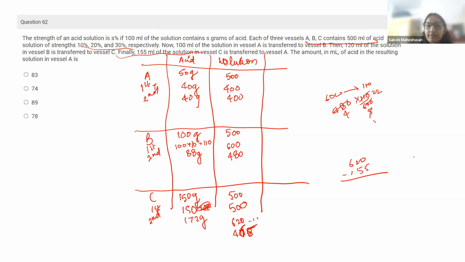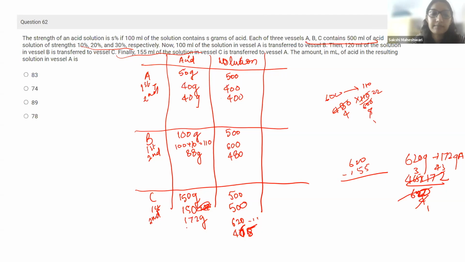Now for 620 ml, this has 172 grams of acid. In 465 ml, this will be, okay, you are able to follow this. Now I think this is 155 threes, this is 155 fours, and you can cancel this out. So this will give you 129 grams. That means how many grams is transferred? 43 grams. So this will be 40 plus 43 equals 83, and this will be plus 155. So this will be 555. Now the amount of acid in the resulting solution in vessel A is 83. Are you able to follow this, guys?